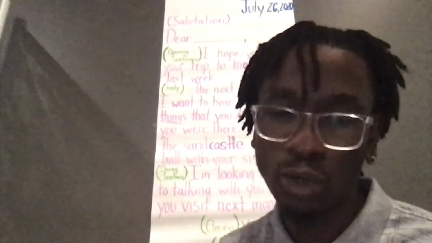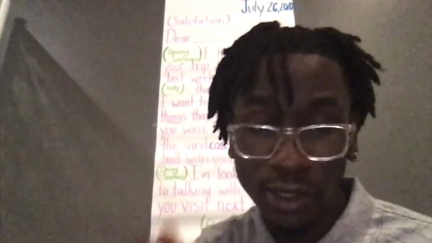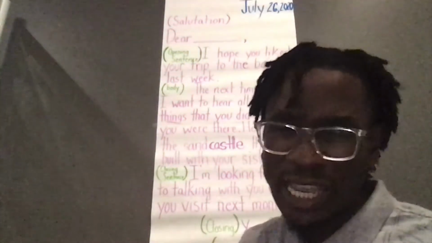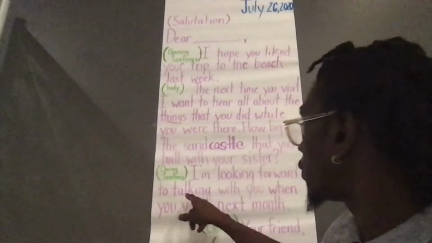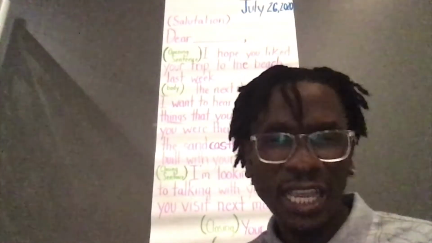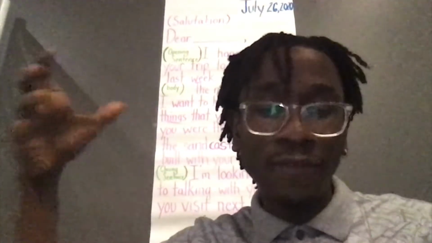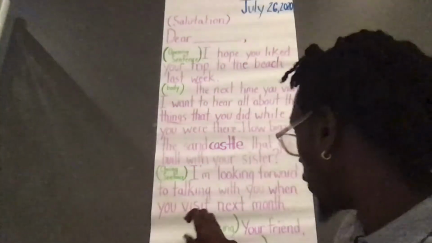And finally, you have your closing. For your closing, there are many different ways you can sign your letter. With your final statement, you want to have something like, hope to see you soon. In this case, I put, I'm looking forward to talking with you when you visit next month. Your final statement is a part of your closing. That comes first. Once you have your final statement, then you dive into the end of your closing.